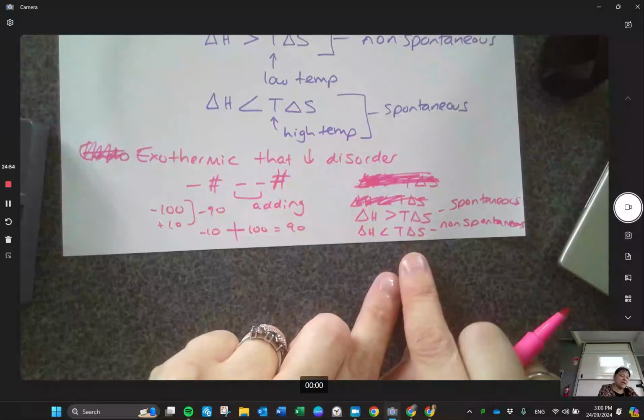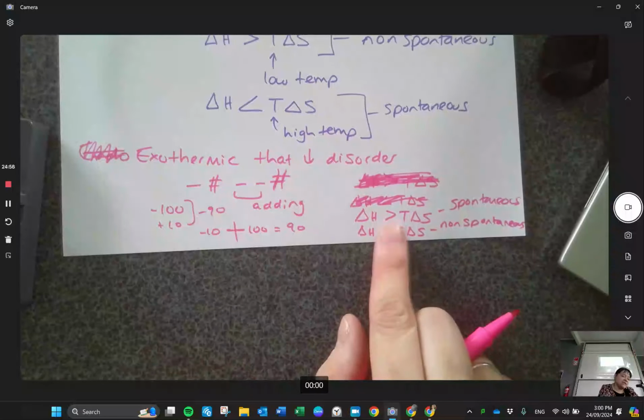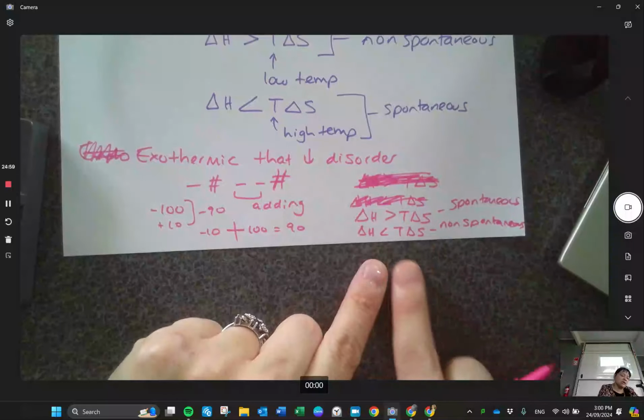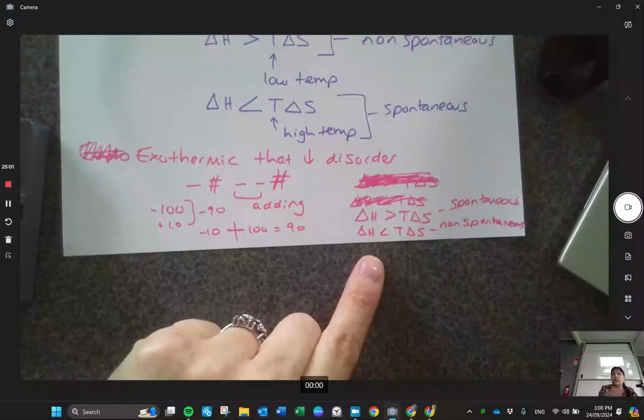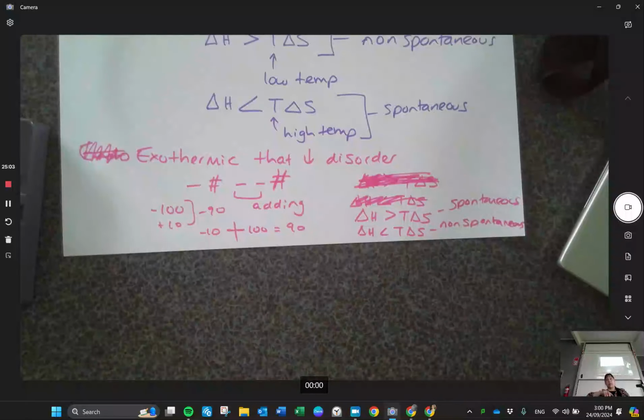So keep in mind, again, we're talking about the temperature. So in this case, we're talking about a low temperature. In this case, we're talking about a high temperature, because the temperature could be the deciding factor of what's happening with that reaction. Are we okay with that? Cool. That is everything that I have for you guys.